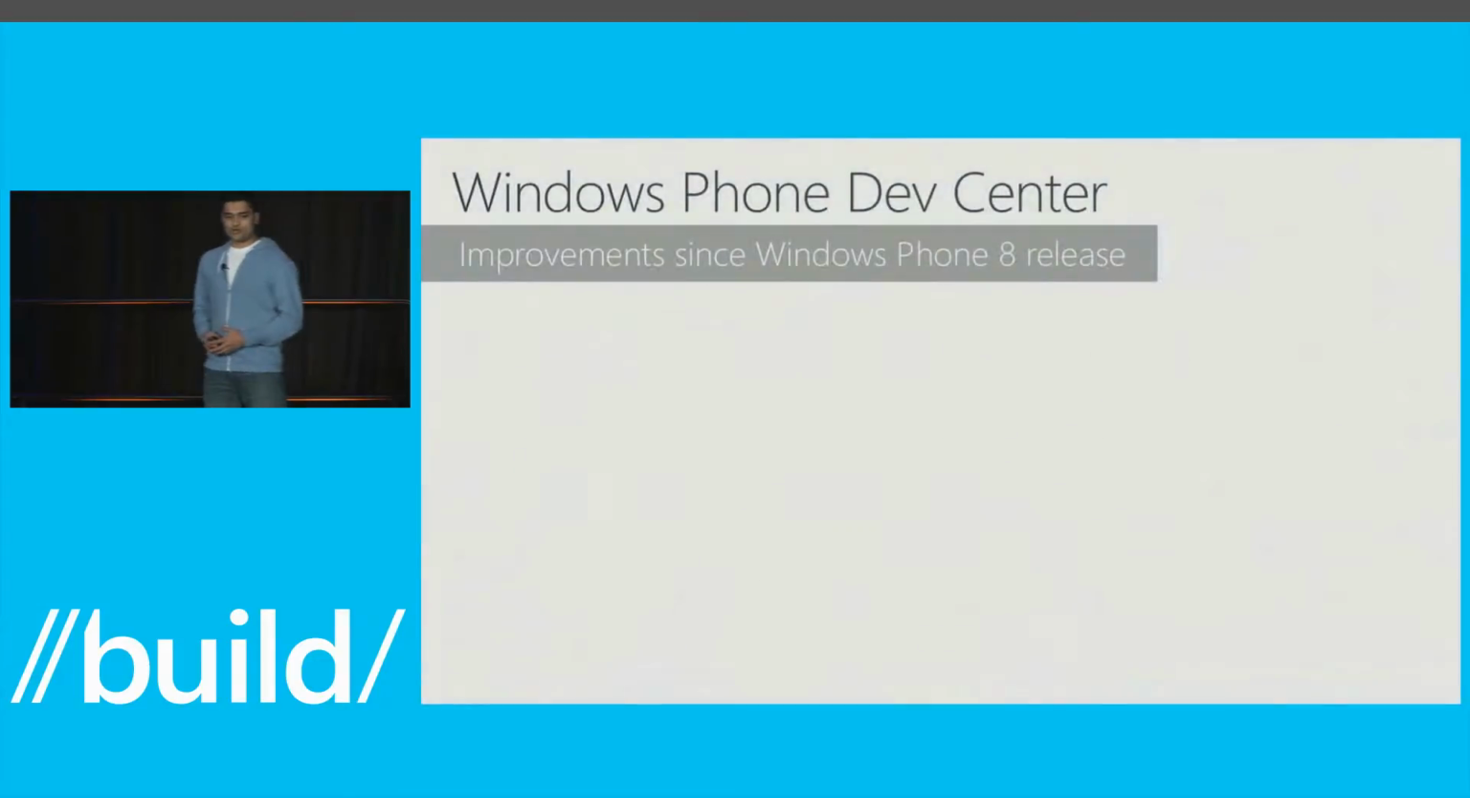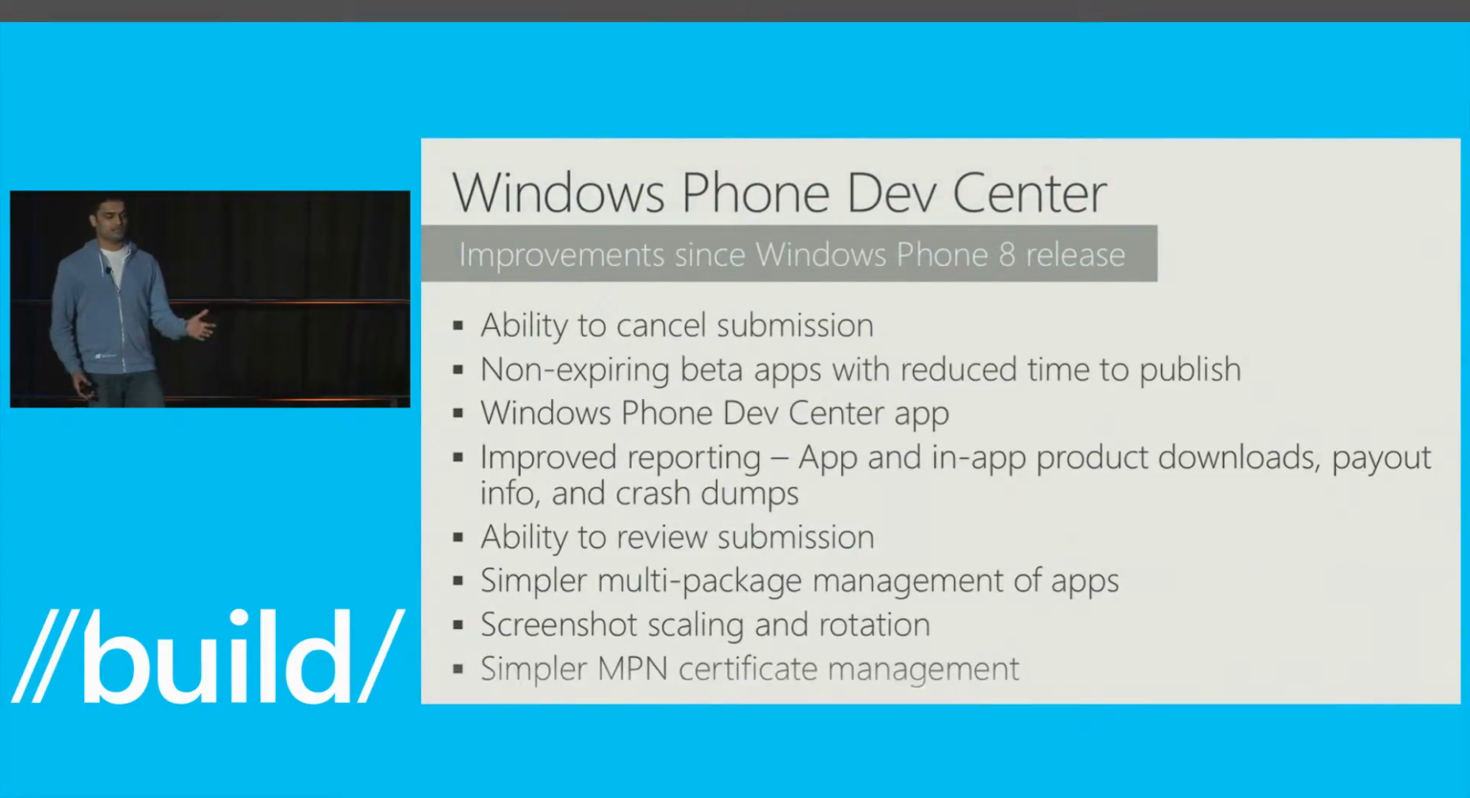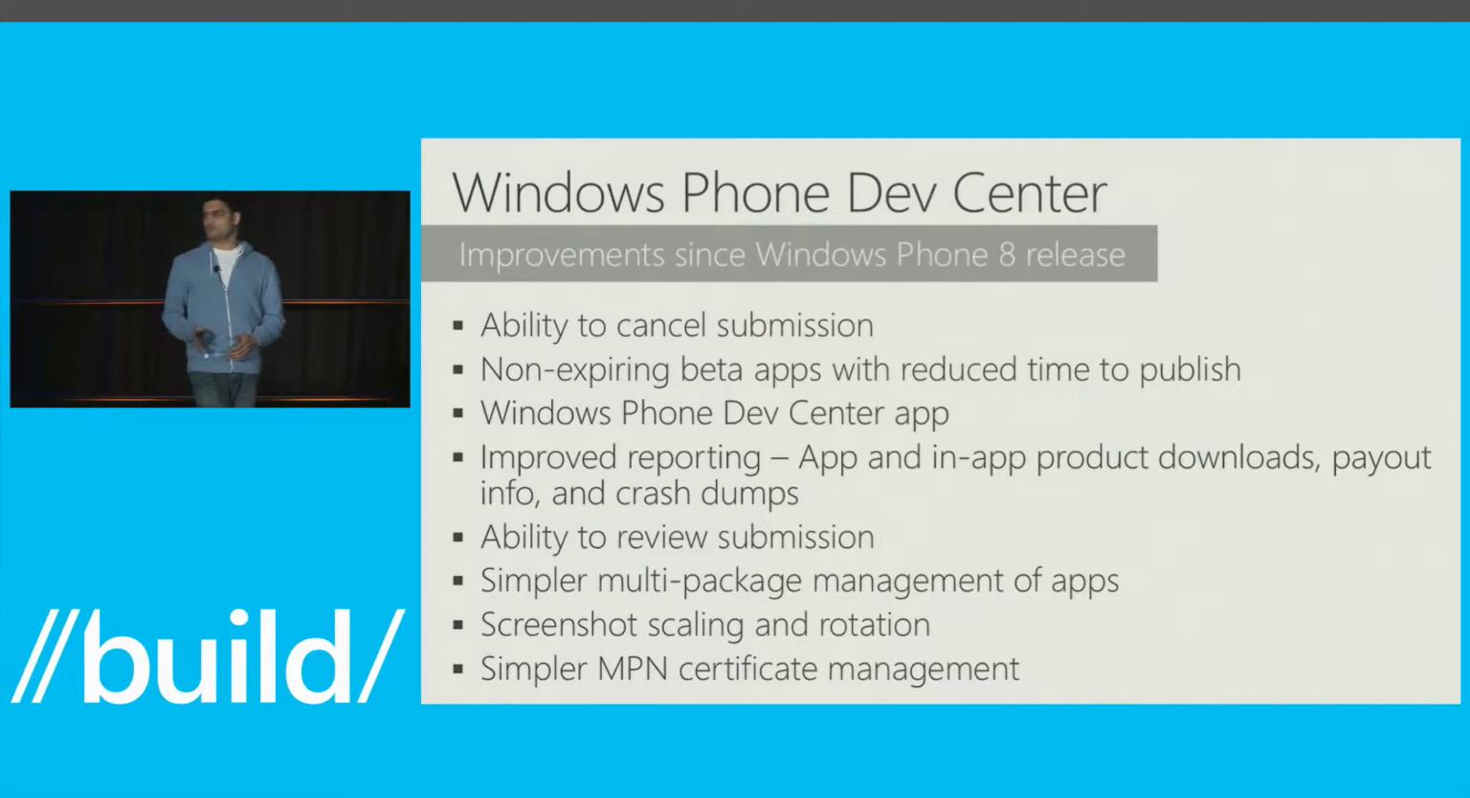So I want to show you a few things that we've delivered in Windows Phone Dev Center over the past year based on your feedback. The first one was a #1 requested feature on user voice. It was, please allow us to cancel a submission. I hit submit, and I was like, oops. So we delivered this, and this has become one of the most widely used features now on our Dev Center. Almost 10% of all submissions end up canceling after being submitted.